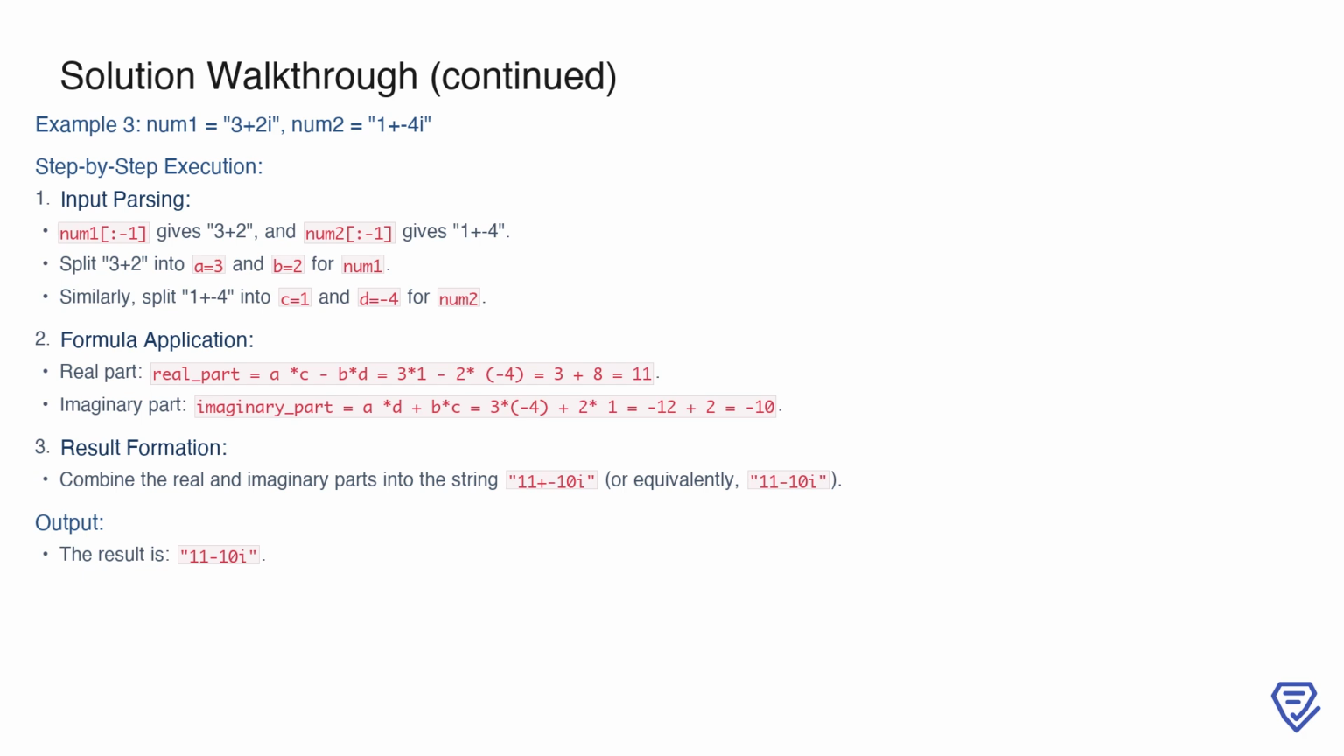For the imaginary part, we compute 3 times -4 plus 2 times 1. This becomes -12 plus 2, which equals -10. Combining these, we get the result as 11 plus -10i, or equivalently, 11-10i. This is the output for the final example.